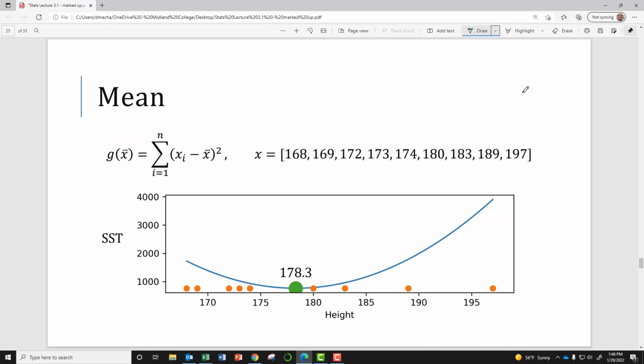And again, here on the slide, I've just illustrated that the mean that we found earlier, the average between all these data points, was 178.3, and that precisely corresponds with the minimum of my G function, or my SST function.